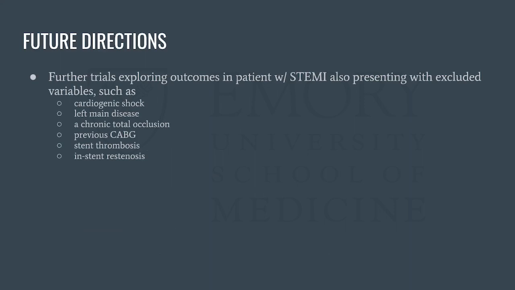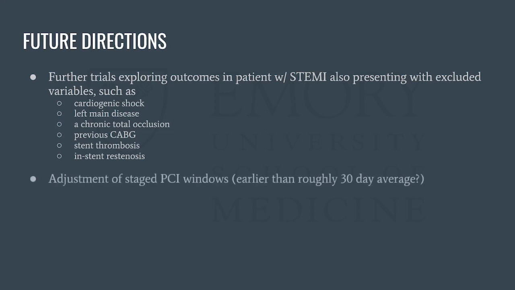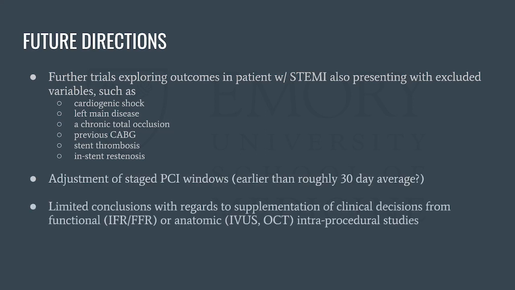Lastly, just some future directions. It'll be very interesting to note if these results are similar for patients that come in with STEMI but have other variables that were initially excluded, such as cardiogenic shock, left main disease, CTOs, previous CABG, or stent thrombosis or in-stent restenosis. Do these conclusions still hold? If we had the staged PCIs done a little bit earlier than the 30-day average, would we find a sweet spot, or similar results, if we shifted the days when the staged procedures could be done?